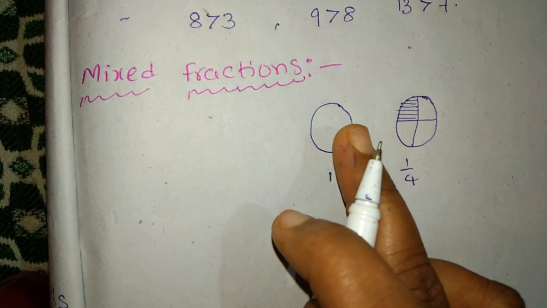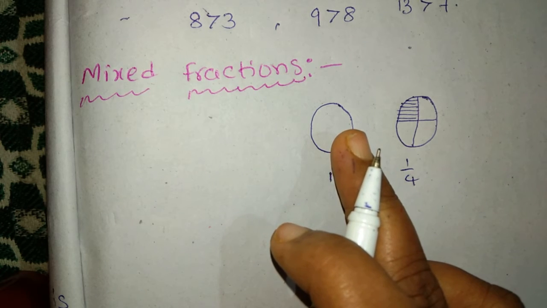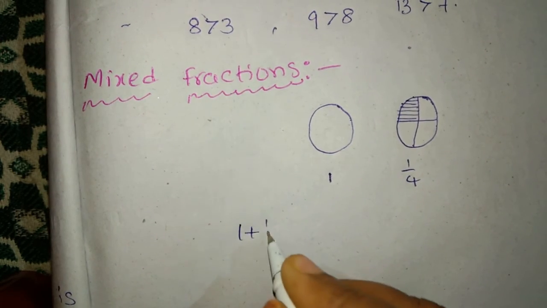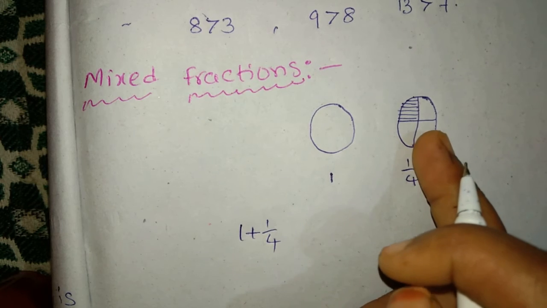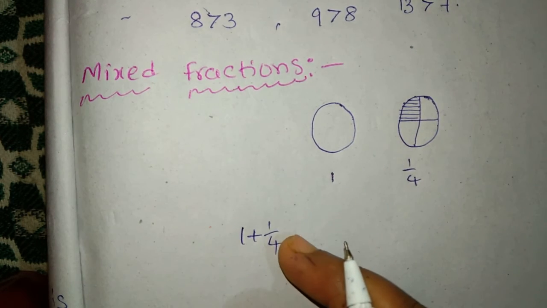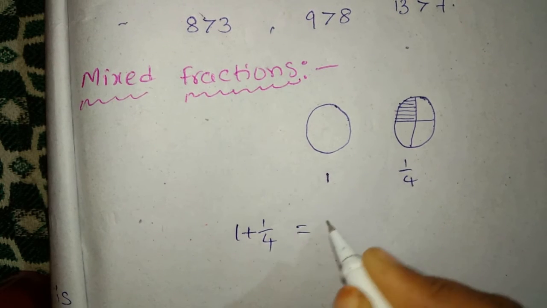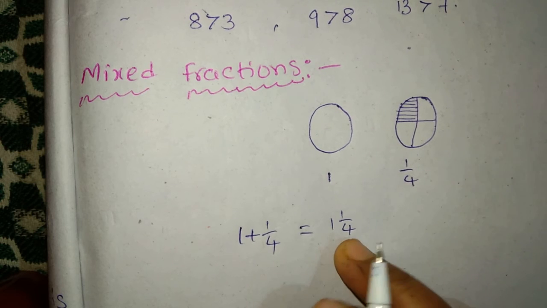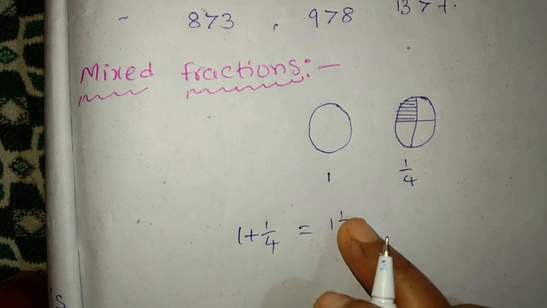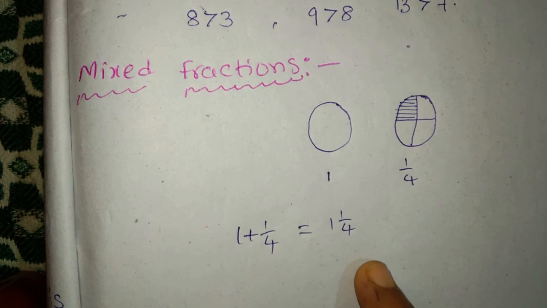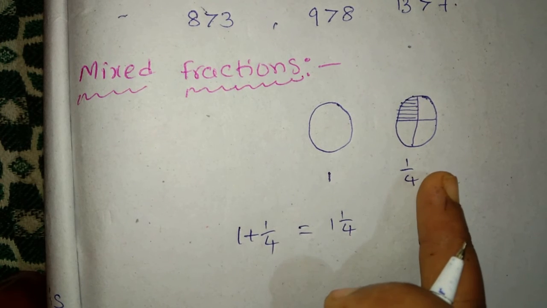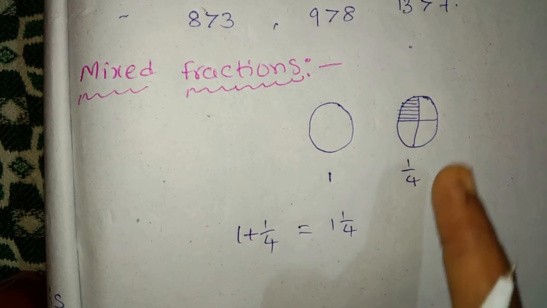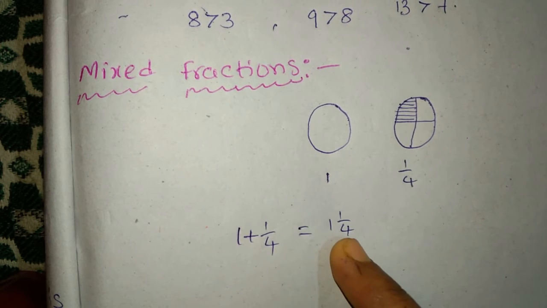So, in mixed fractions we take one whole object and one part, that is 1 plus 1 by 4, one whole and 1 out of 4. This is said to be a mixed fraction. Mixed fraction means whole and fraction. Whole means one whole object and fraction means one proper fraction, that is 1 by 4.